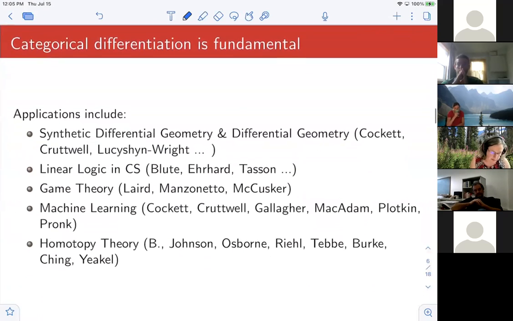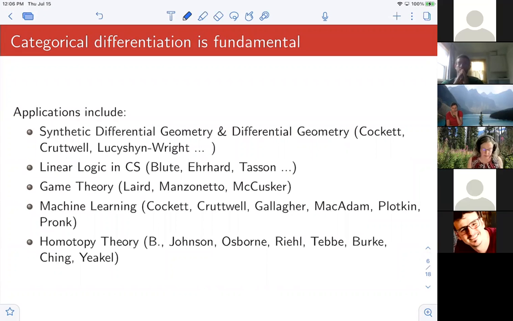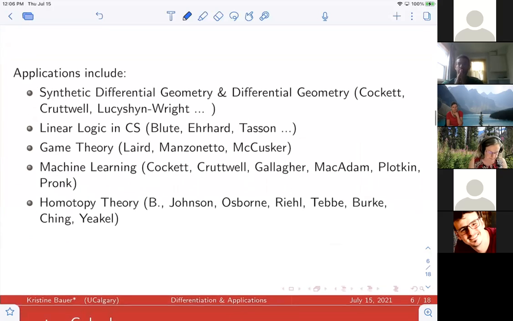The applications of categorical differentiation can be found in synthetic differential geometry and differential geometry. So Jeff told us a little bit about this this morning. I probably should have added Ben MacAdam and Matthew Burke to this list, and some of the applications that we've heard about today to Lie groupoids would fall into this category. Linear logic and computer science has examples of categorical differentiation. There are applications to game theory, machine learning, and today I'm going to tell you about an application to homotopy theory that me and some of my co-authors have worked on.